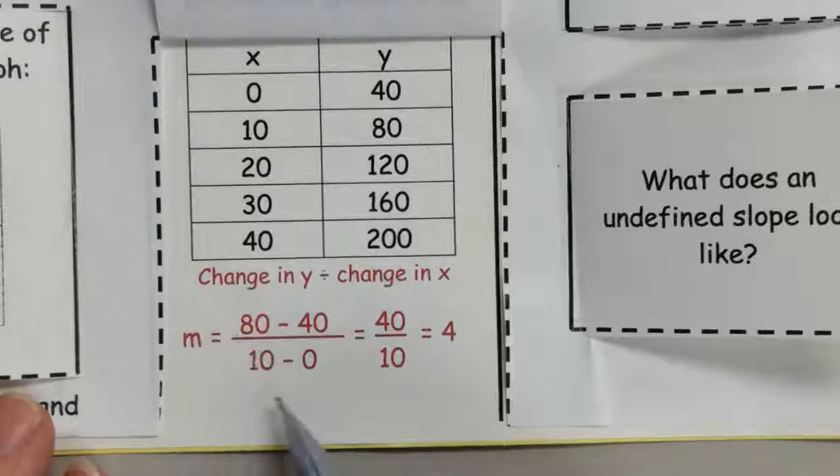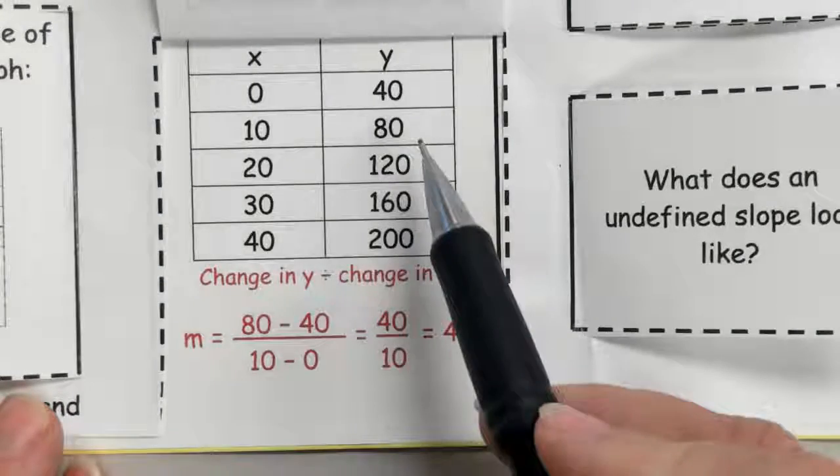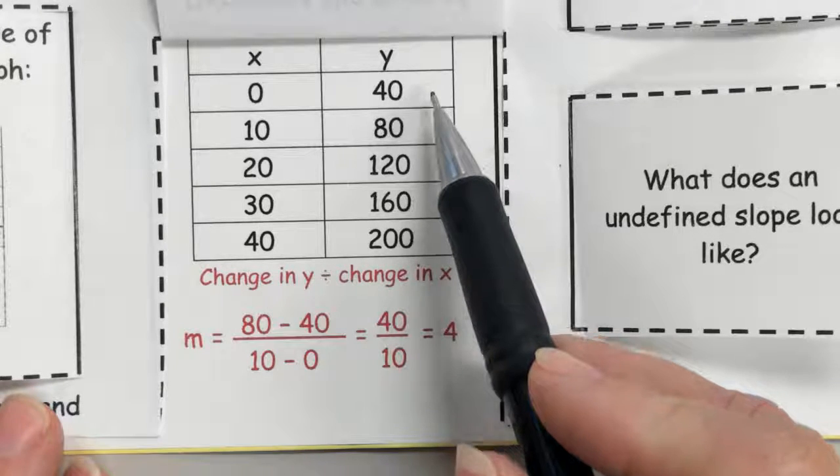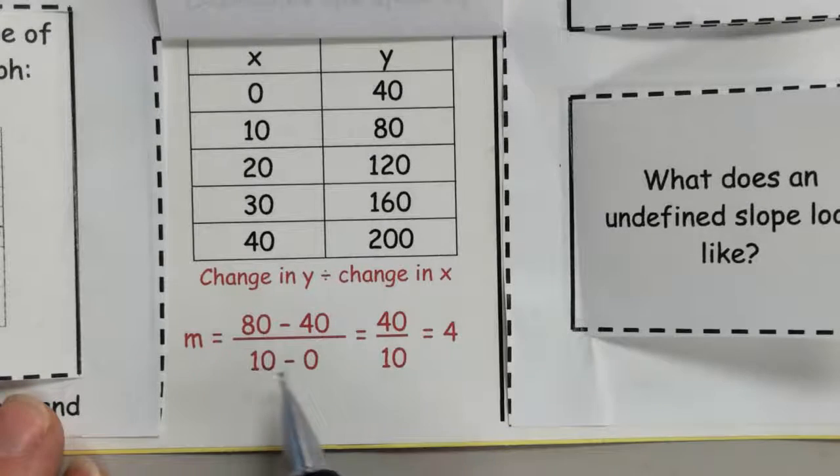So they illustrated that by showing that they used just these top 2 points, and they did 80 minus 40. So that's the same thing as y2 minus y1. And then they moved over here and did x2 minus x1. That's where they got this right here. And you can see when they simplified it, they got 40 over 10, or 4.